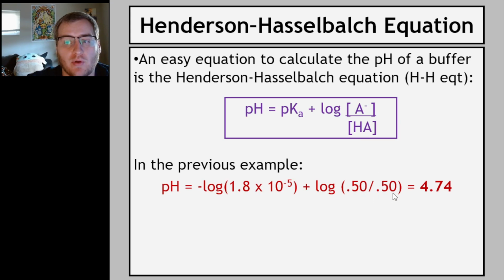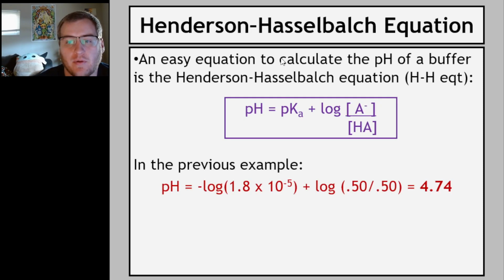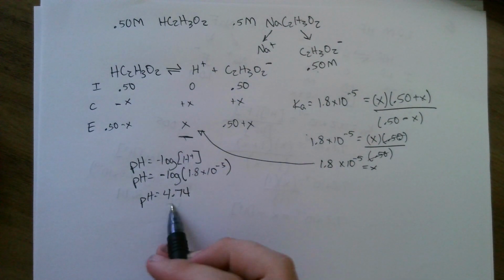In the last example, both of these were just 0.5. To simplify this, we're going to do this example a couple times, but basically, this number here on the left, when you plug it into your calculator, is 4.74. This term, the log of 0.5 over 0.5, 0.5 divided by 0.5 is just 1, and the log of 1 is 0. So this ends up being 4.74 plus 0 equals 4.74. The same answer we got on our work last time, 4.74.